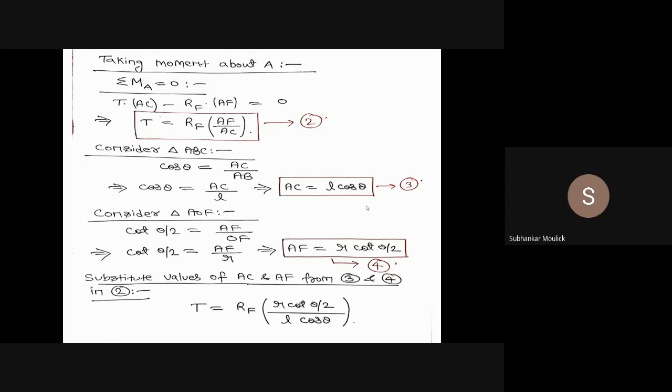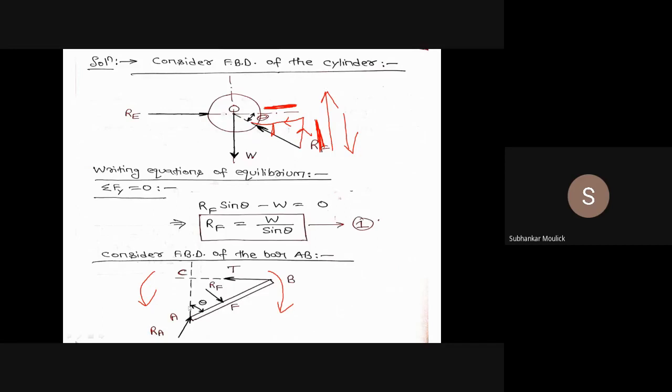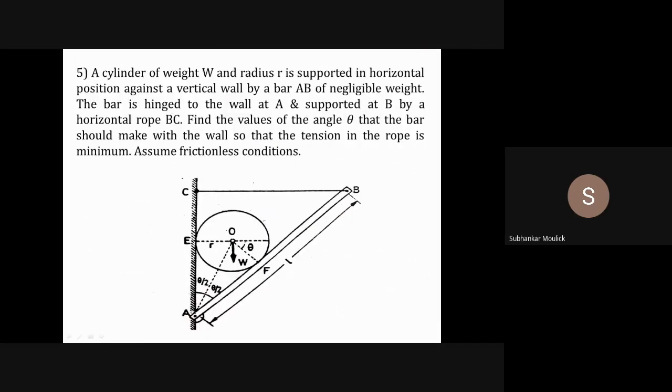Fine. Similarly, we have to convert AF also into theta. So let us try to convert. In order to convert AF into theta, I am taking triangle AOF. That means this triangle AOF.